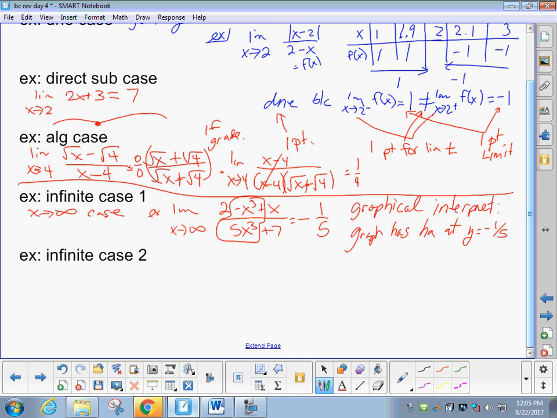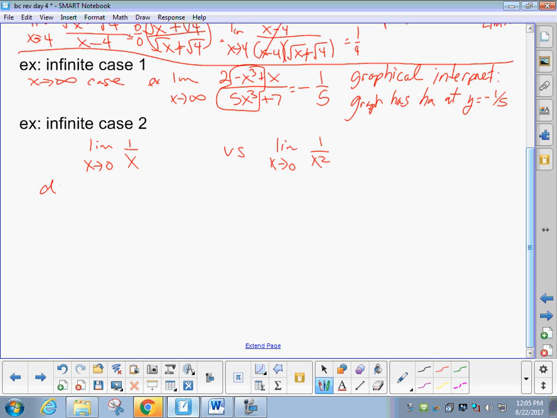Right? Infinite case 2 is when you get an infinite result, rather. The limit as x goes to 0 of 1 over x, and let's compare that to the limit as x goes to 0 of 1 over x squared. The first one, what do you get? It is dne because, is it because it's 1 over 0? No, that's not why it's dne. Why is it dne?